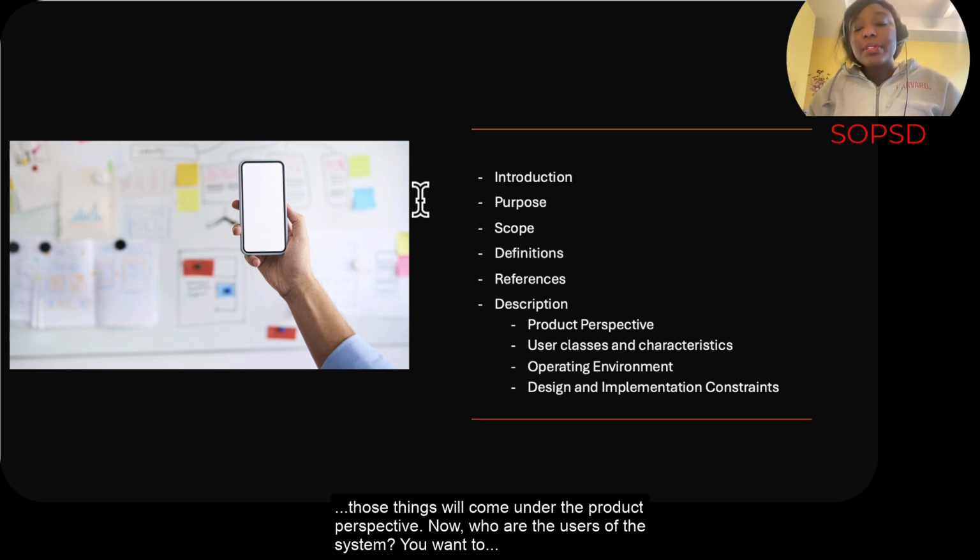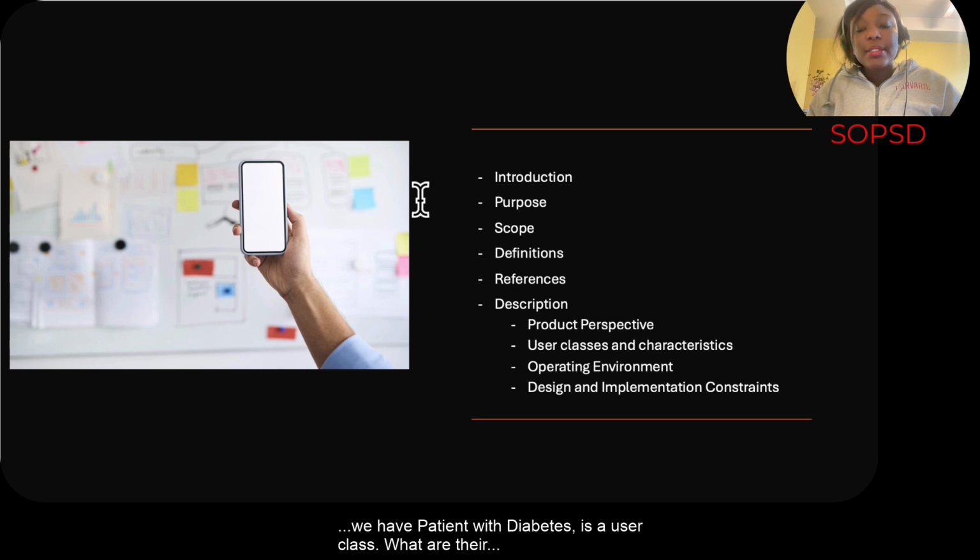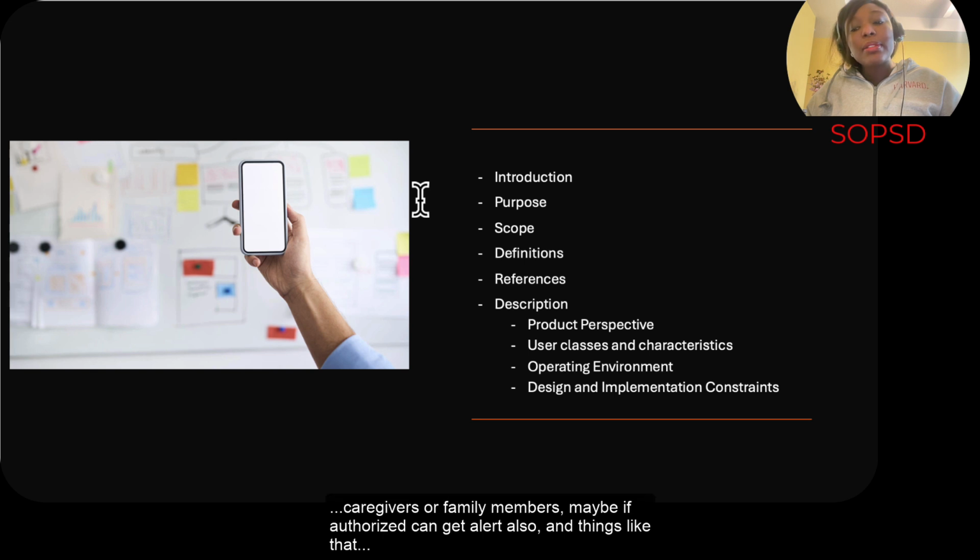Now, who are the users of the system? You want to define some user classes and their characteristics. For instance, you can say we have patients with diabetes as a user class. What are their characteristics? It is possible that you have patients with limited technical literacy. You also have healthcare providers who may or may not use the system. If they are to use the system, maybe the patients would have sent or shared a report with the provider.